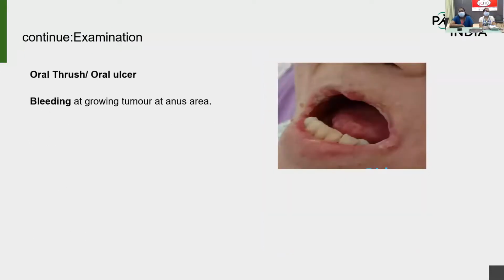So the oral thrush, you can see the oral cavity is very dry. The patient claims that the morphine caused the mouth to become dry, painful and red. There is also bleeding; this patient also has bleeding from the tumor at the anus area.